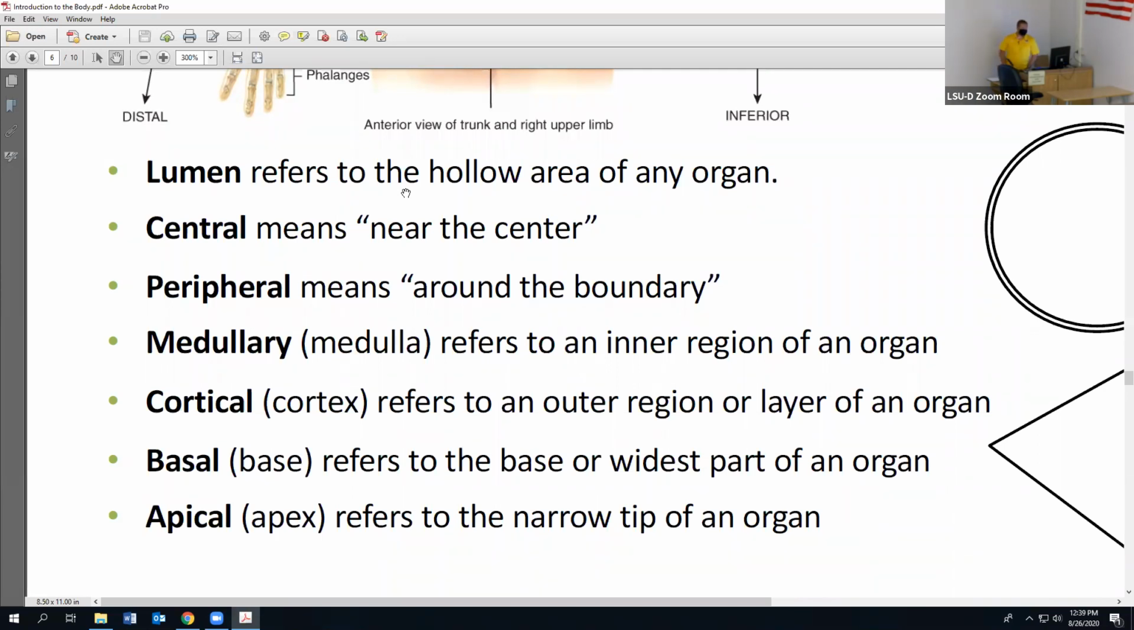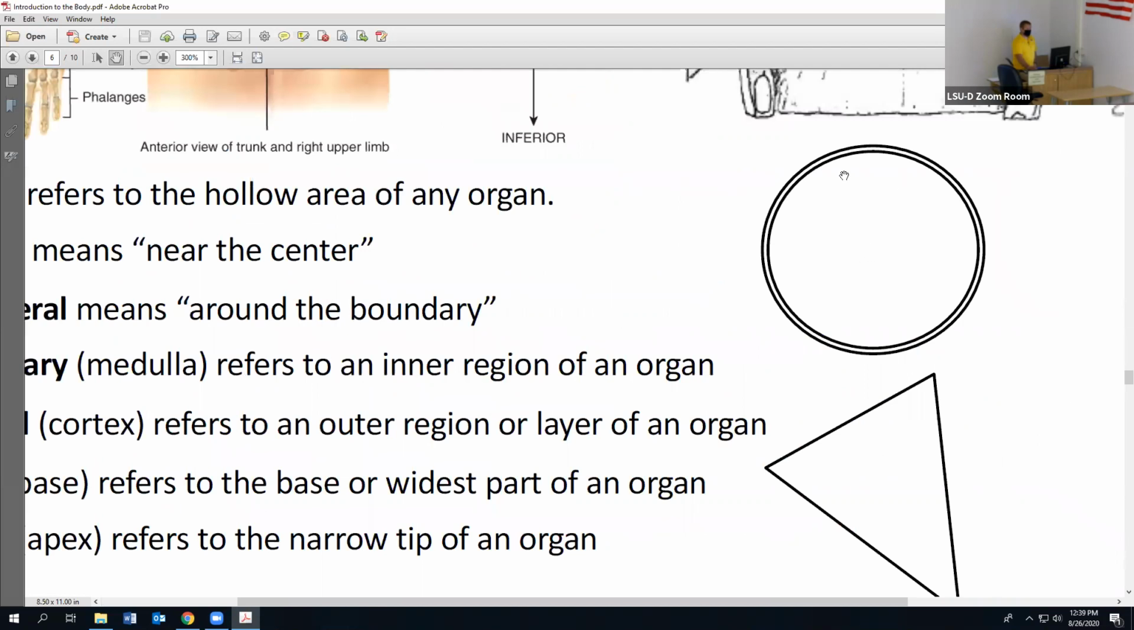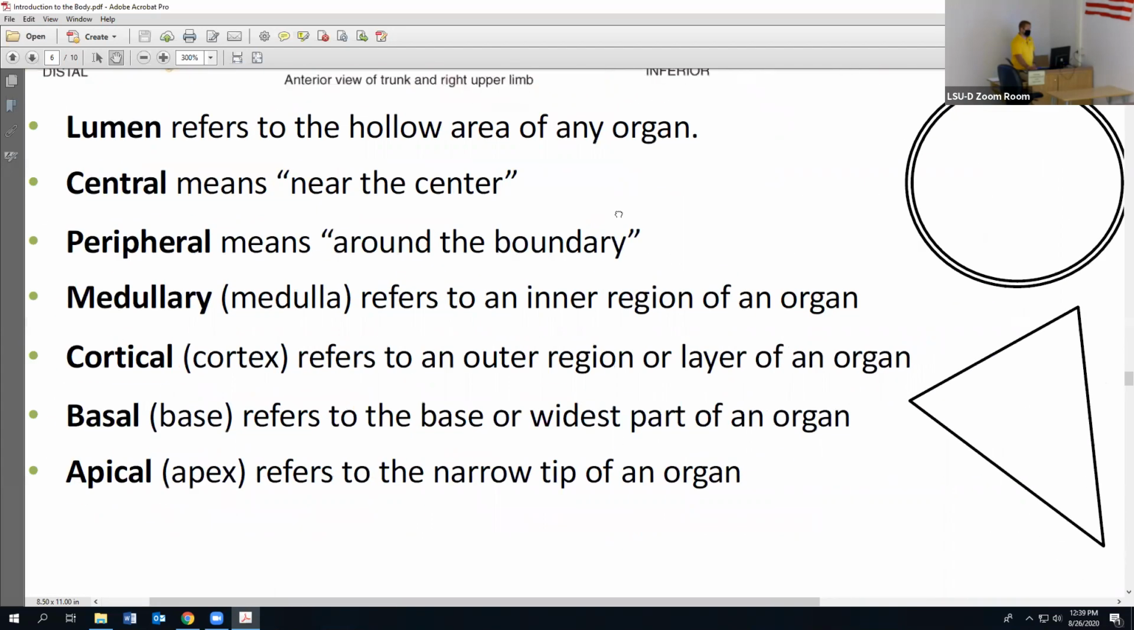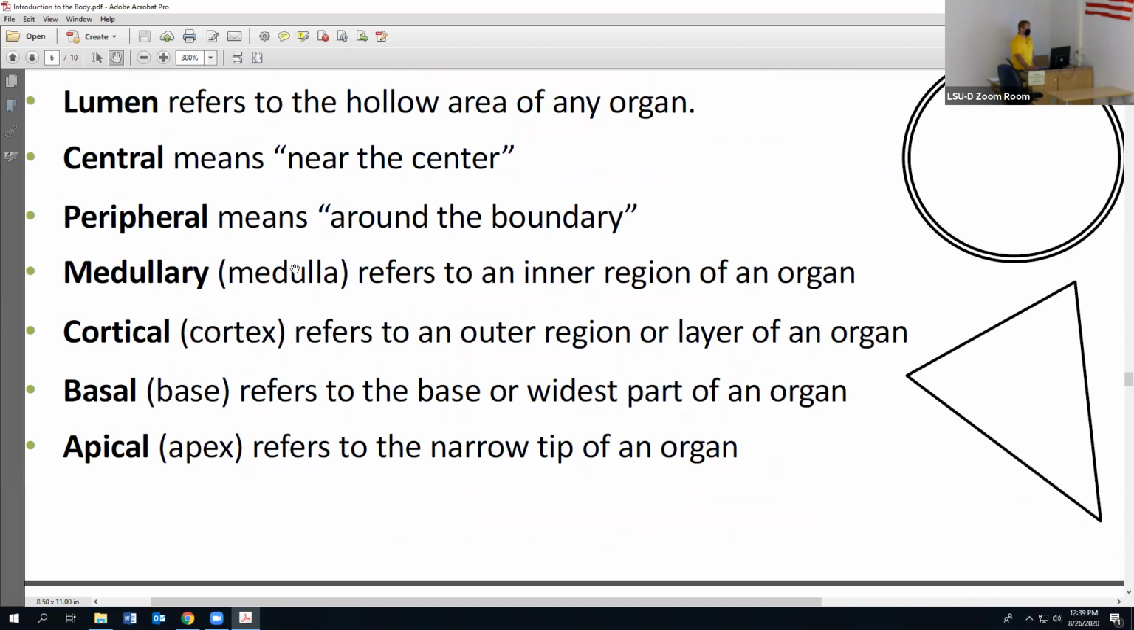Okay. Central, peripheral, probably fairly common sense words. Central means to the center of an organ, peripheral towards the boundary. So if you're looking at this organ, central will be here, peripheral towards the outside. Probably less commonly heard, probably never even heard of them, are medullary and cortical. Those are the adjective forms. Medulla and cortex are the noun forms.